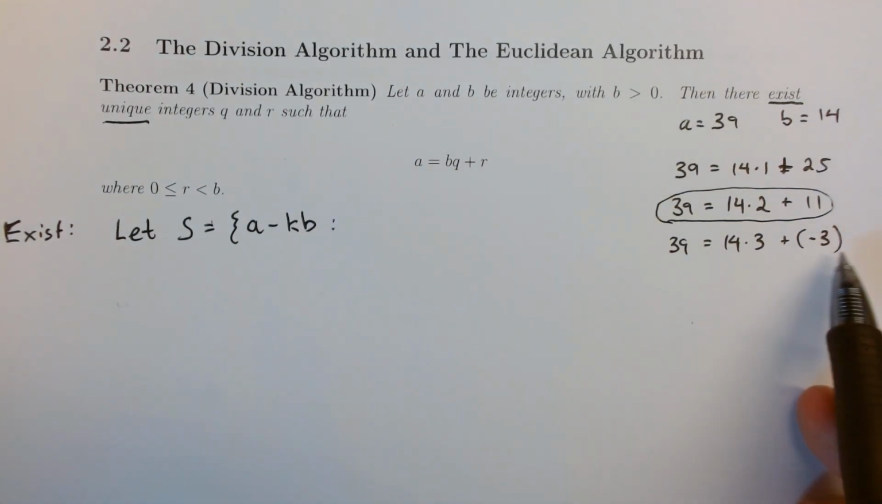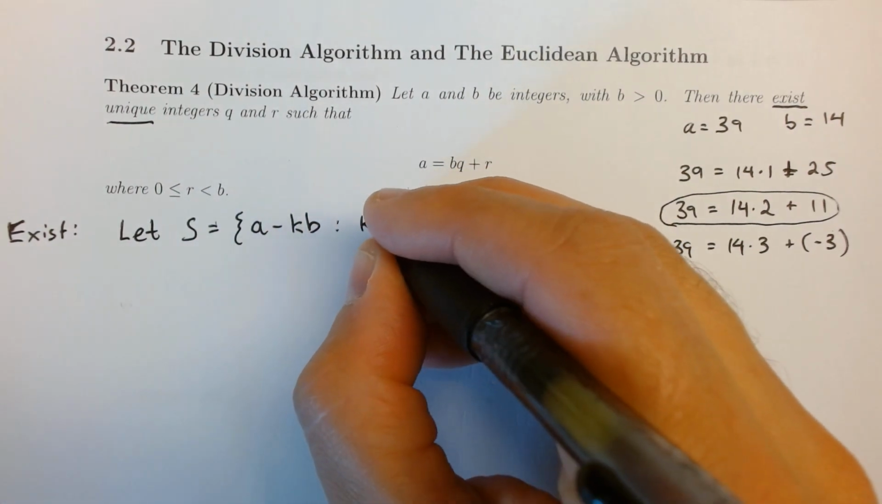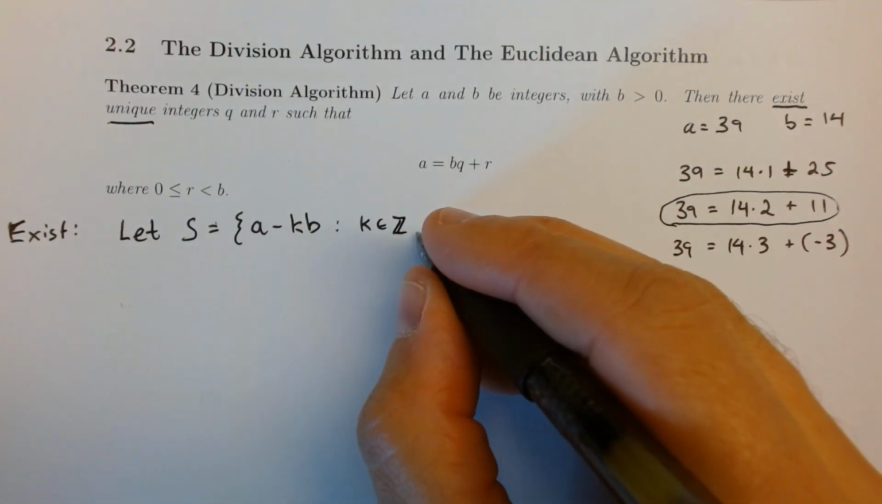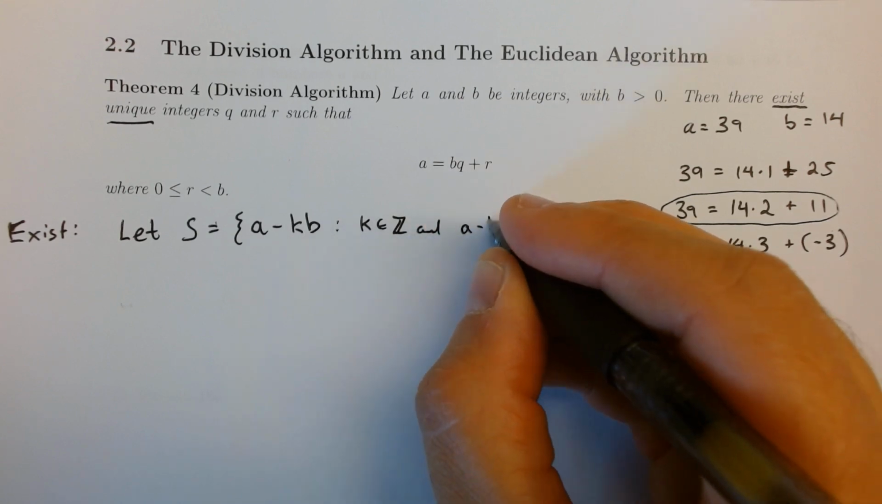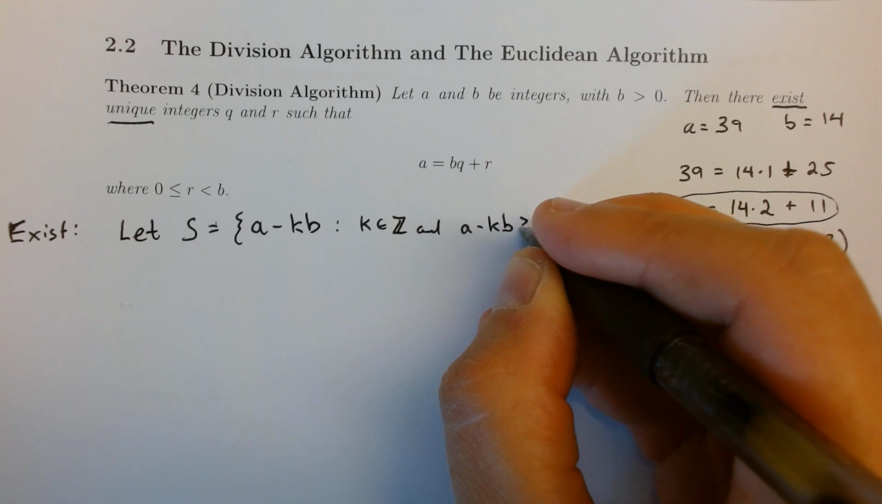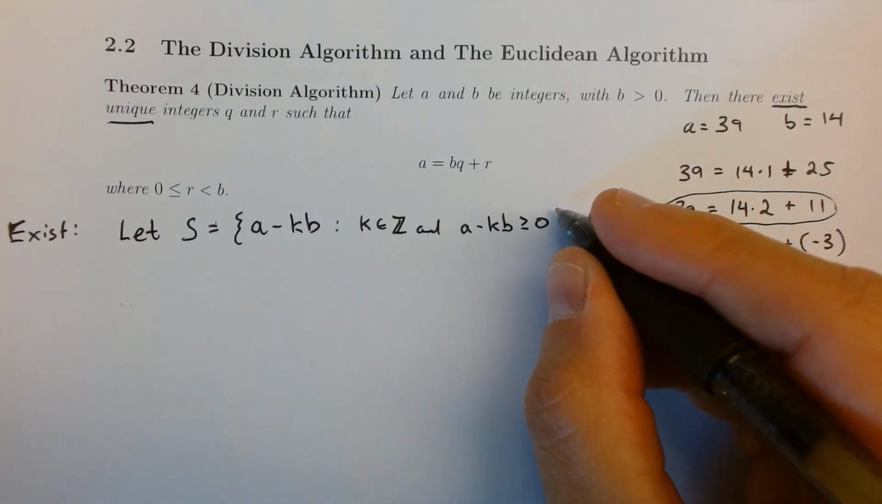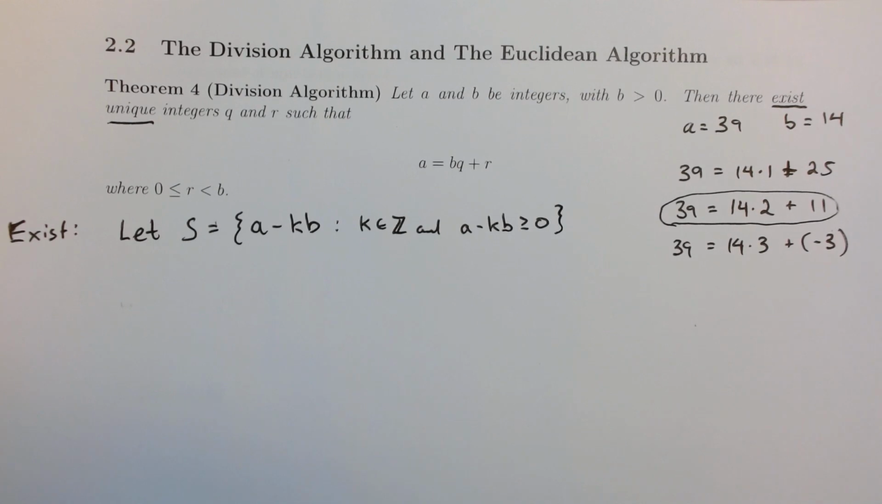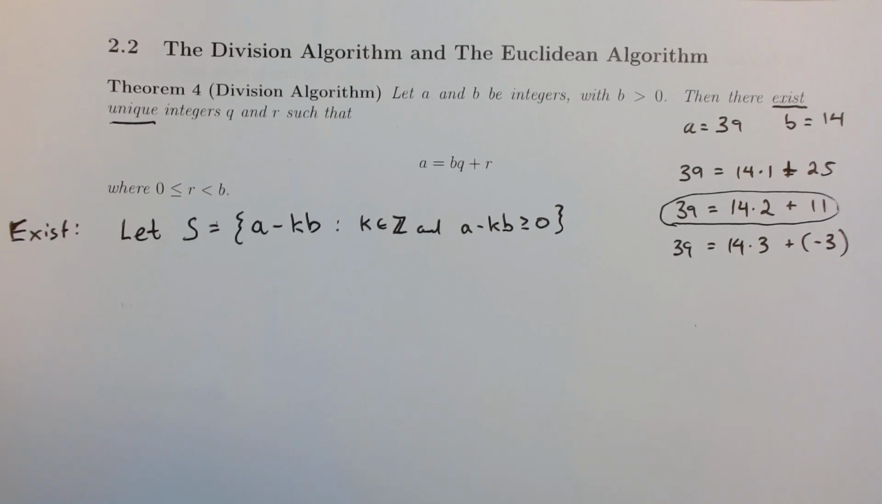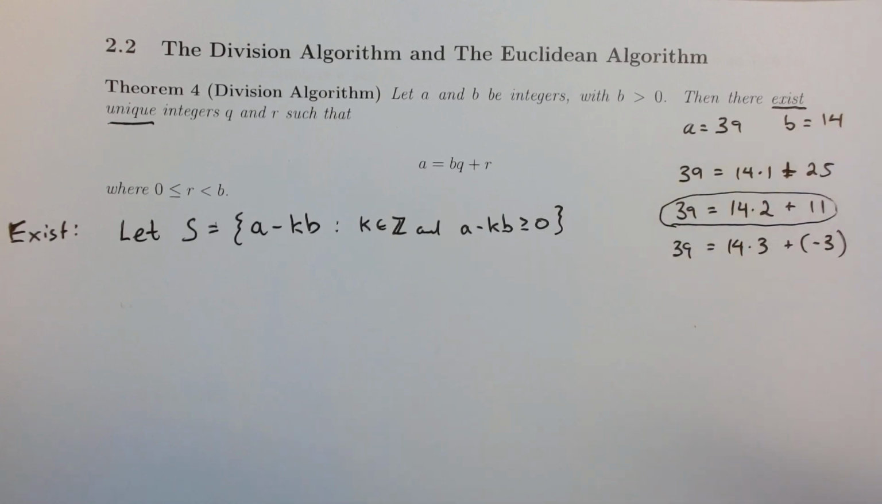But we don't want the negative numbers. So we want to run through all possible integers, so k is an integer. But we also want that the result, a minus kb, is non-negative. So we wouldn't be including the minus 3 in this. We'll be including the 11 and 25 and any other ones that we get that are non-negative. So we've created a set of at least non-negative integers. So we know it doesn't go down infinitely in the negative. So it is bounded below at least by 0.